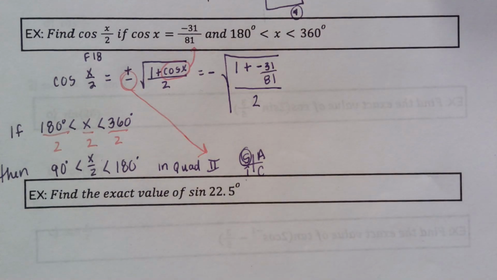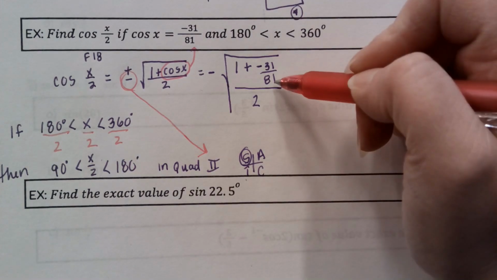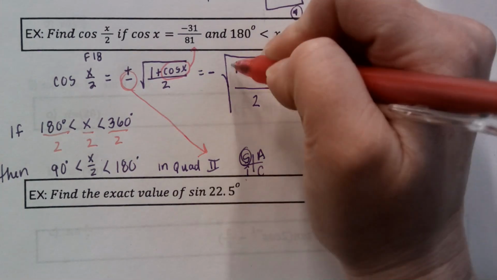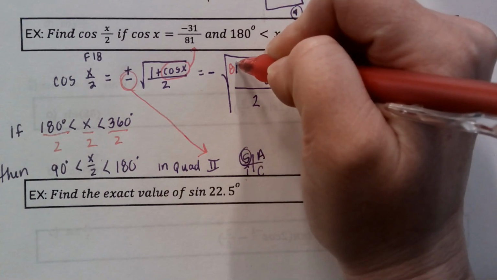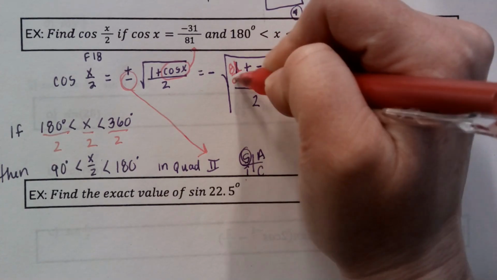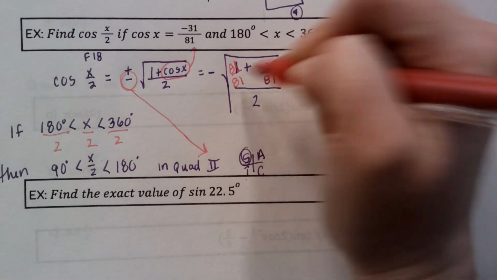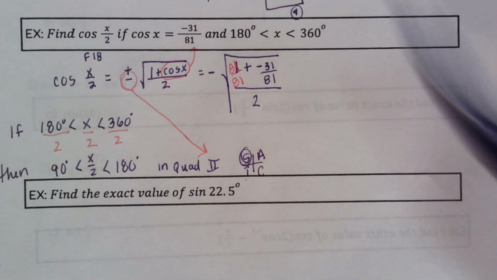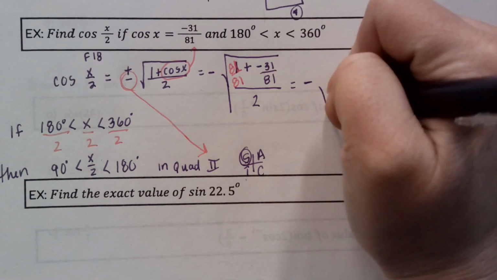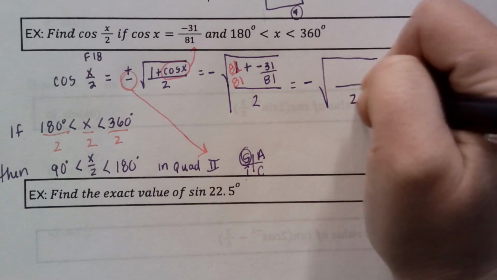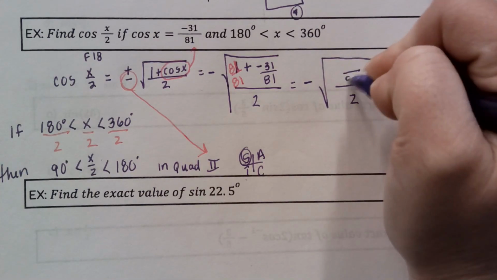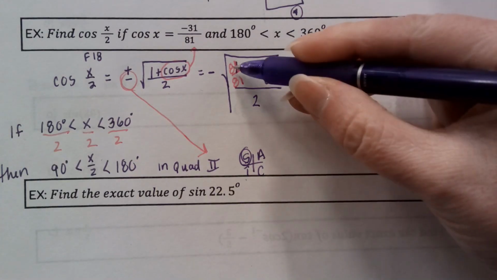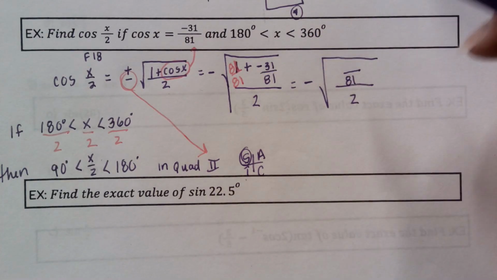Now, it looks sloppy. You can't type this into your calculator. You're going to have to do it by hand with a common denominator. So if this is out of 81, I'm basically just going to make this 1 into 81 out of 81. 81 out of 81 is a big fat 1, but that gives me my common denominator. So the negative sign is still in front. Here's the over 2 part. Here's my common denominator of 81. And I have 81 plus a negative 31, which is 50.